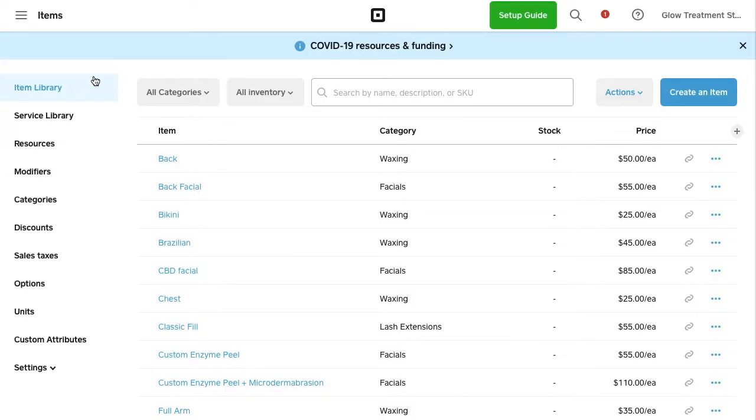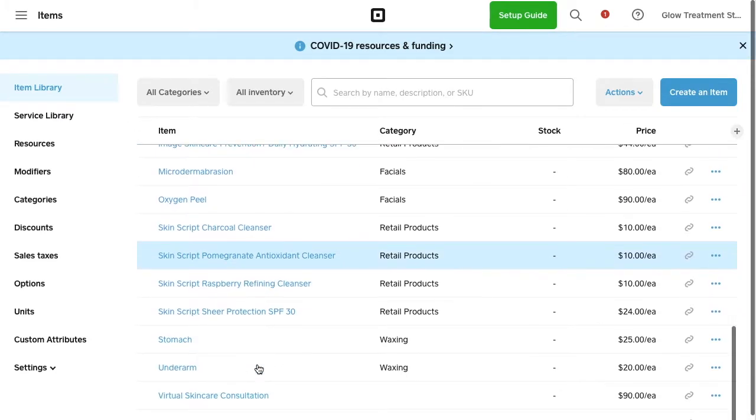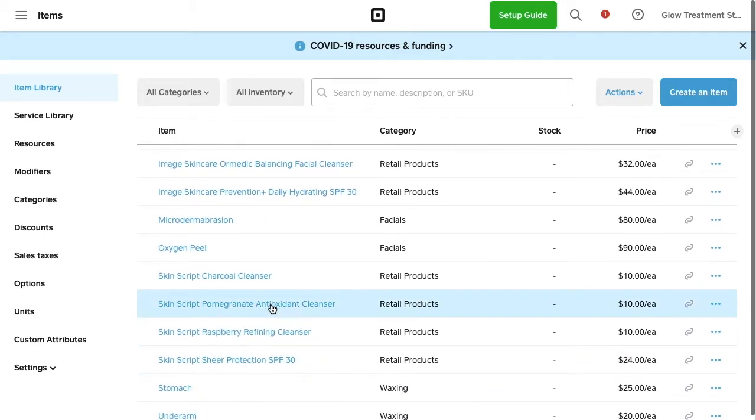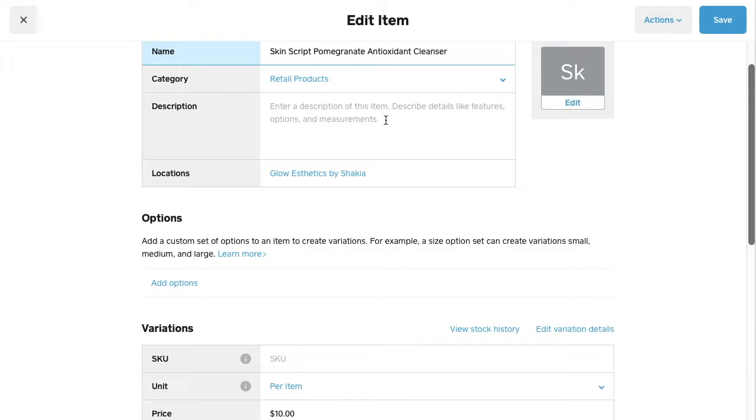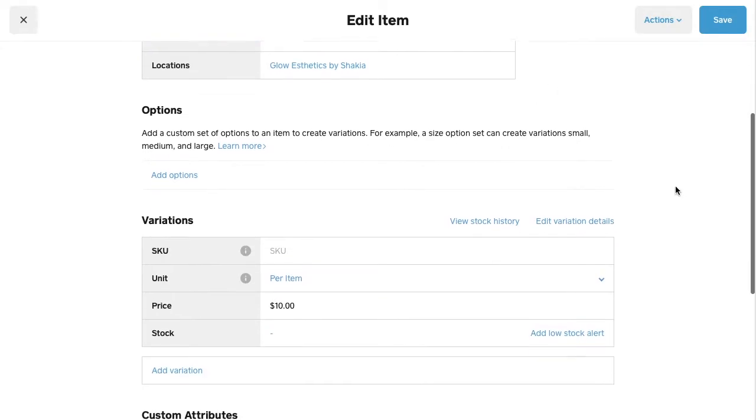Some of the reasons that I like Square is because I can offer gift cards and e-gift cards. I can also keep track of the inventory that I have in here, like what I retail to clients, and check them out while charging them for their skincare products at the same time.